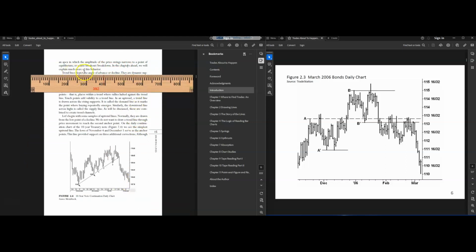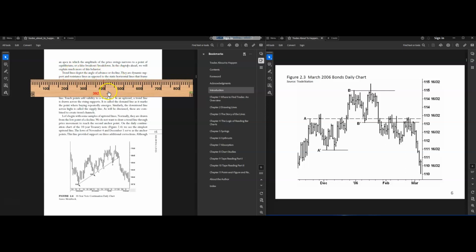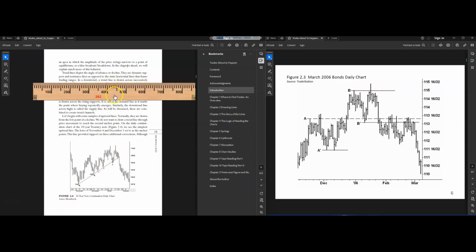All right. Now trend lines depict the angle of advance and decline. They're dynamic support and resistance. So here Weiss says, what are trend lines? They're dynamic support or resistance. All right, that's the definition he's using.